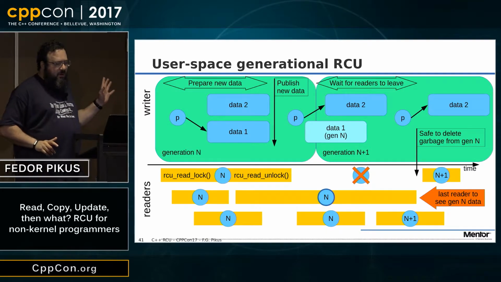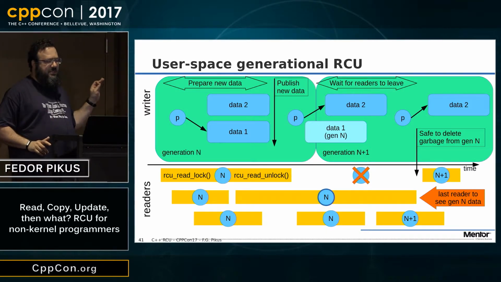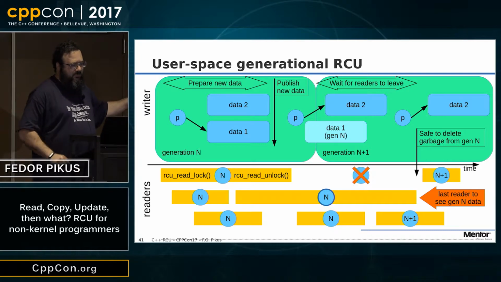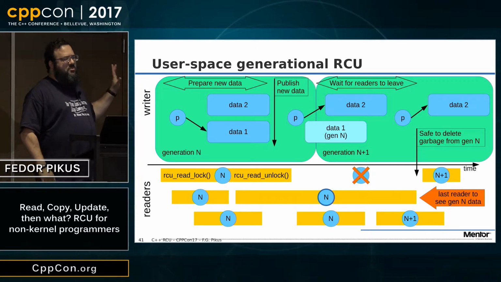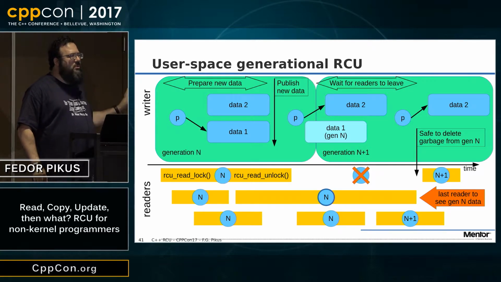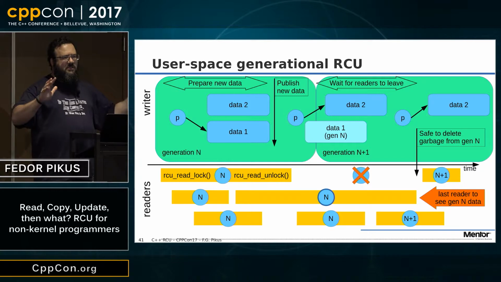Okay, so very similar, but now with this explicit generation. So I have generation n on the left. I'm preparing some new data. I'm publishing some new data. Notice that I didn't rev up generation at that very moment. I could, but I don't have to. These two acts are independent.